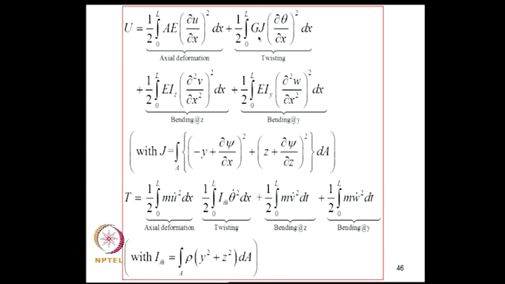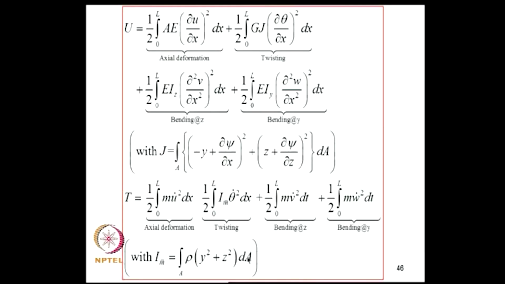Associated with this, now here there is a J which is the torsional constant, which is given by this expression. And we have now Iy and Iz also here. GJ is the torsional rigidity, AE is the axial rigidity, EIz and EIy are the flexural rigidities. Now, the kinetic energy, we have kinetic energy due to axial deformation and kinetic energy due to twisting and bending about z axis and bending, that is in plane and out of plane bending. Now, here I m bar is actually this integral rho into y square plus z square dA.